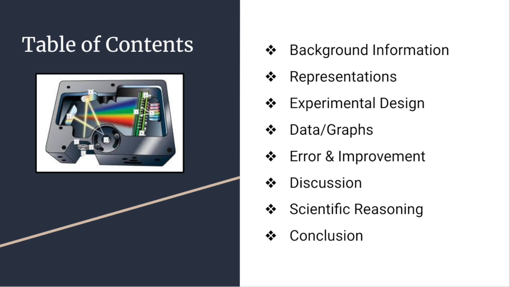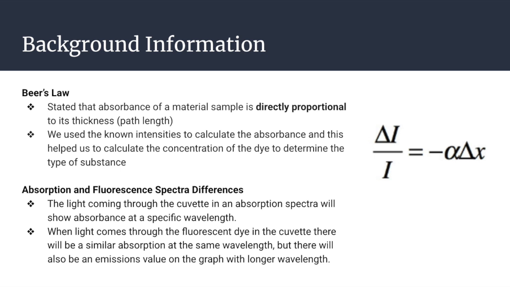and our conclusions. For background information, we used Beer's law, which states that the absorbance of a material sample is directly proportional to its thickness or its path length. We used the known intensities to calculate the absorbance, and this helped us to calculate the concentration of the dye to determine the type of substance that we were measuring.